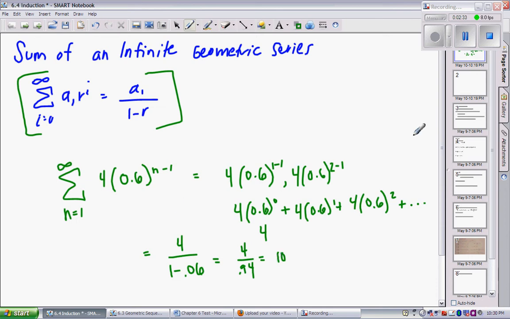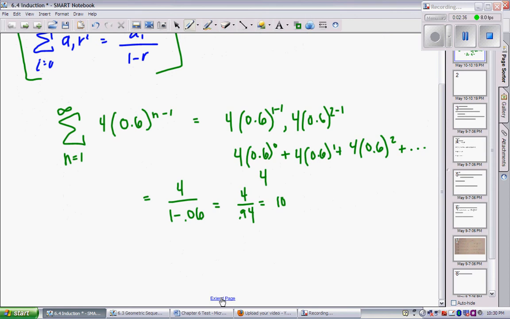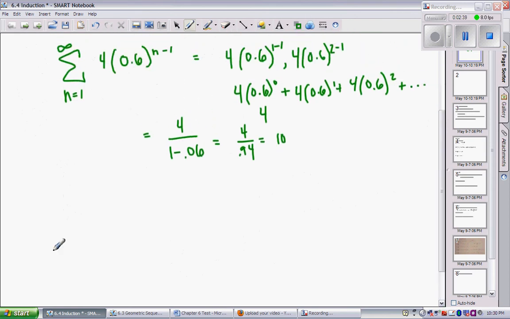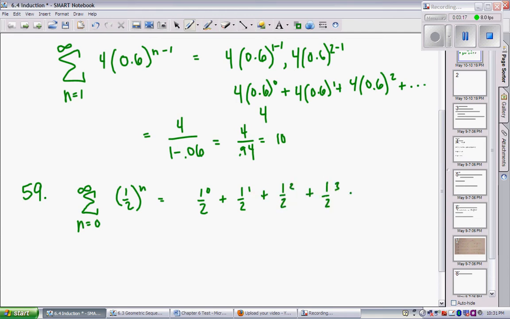Okay, well, let's look at a different one. We're going to do a couple examples of these because I really want you guys to understand what we're talking about here. So if you're looking at your homework from last night, let's look at number 59, page 523. We have the sum of infinity, we start at n equals 0, and we have 1/2 to the n power. Again, we want to find out what that first term is and the common ratio, excuse me. So we have 1/2 to the 0, plus 1/2 to the first plus 1/2 squared plus 1/2 cubed, so on and so forth.